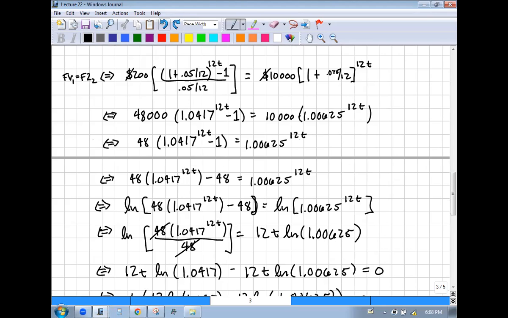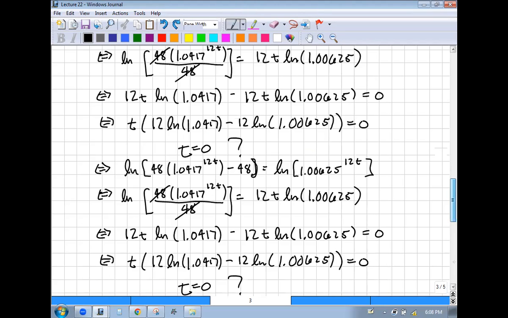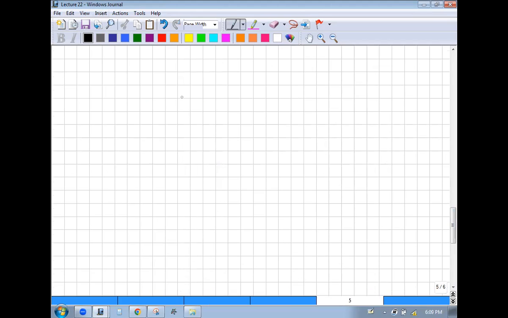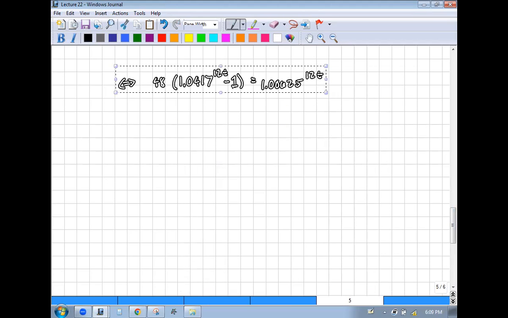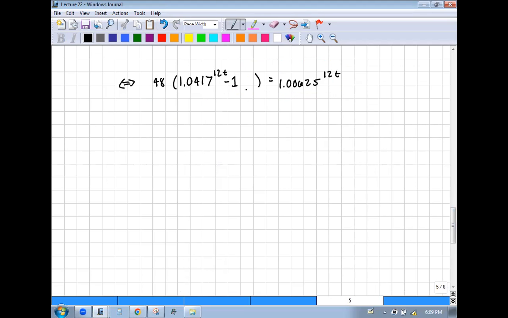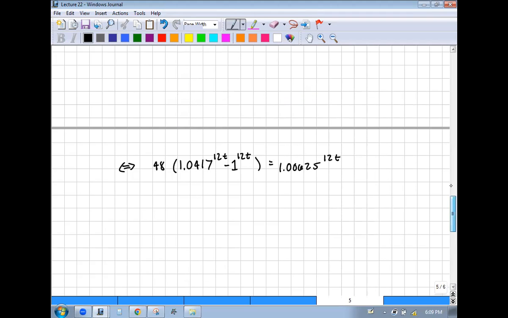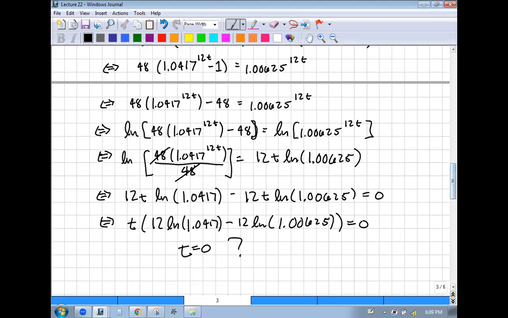I'm still trying to wrap my mind around it. We could do something tricky. Let's see, what if we, I'm going to try something here. What if I took the number 1 here and wrote it as 1 to the 12t power? 1 to any power is still 1, right? Well, maybe I should check and make sure I didn't make a mistake before I try wild guessing here.